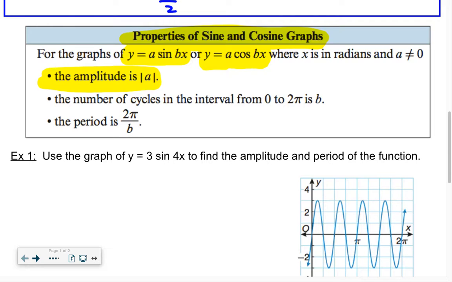The b value is going to help determine the number of cycles that's going to take place. Again, notice that this wave is going to repeat itself. It's going to go up and down and up and down and up and down. And that b value tells us just how many cycles are going to occur between 0 and 2 pi. The period, or the cycle, can be found by taking 2 pi divided by b. The period is the length of which it takes to complete one full cycle.